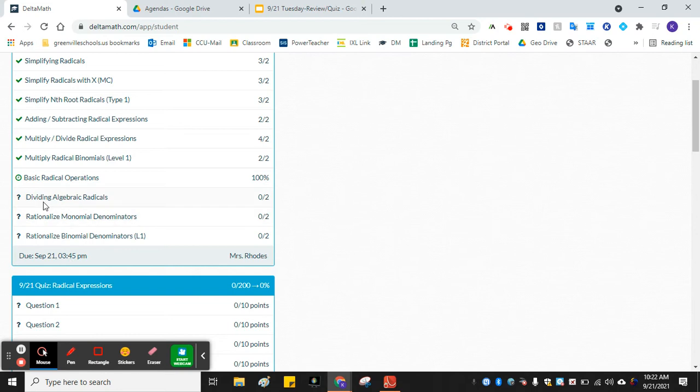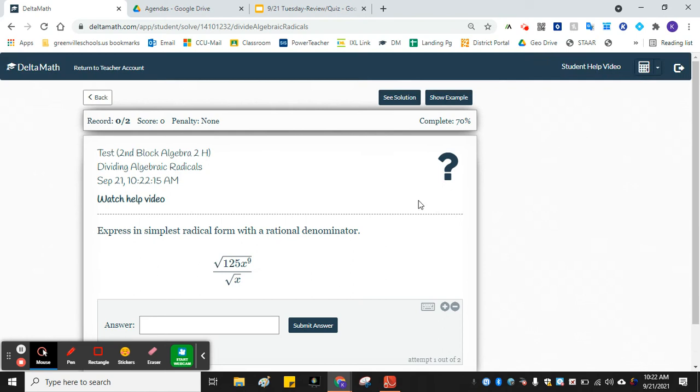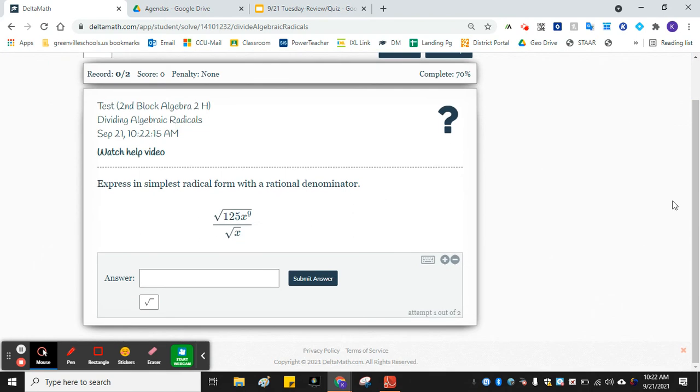All right, last video: dividing, rationalizing, and binomial denominators. So first off, with dividing, remember you can take two division radicals and make it into one big one to simplify, especially here. So we have the square root of 125x to the 9th over x.